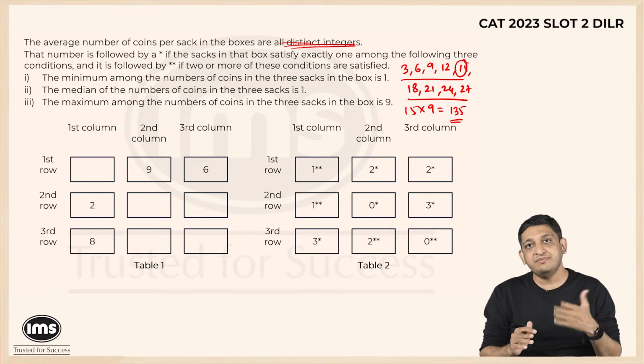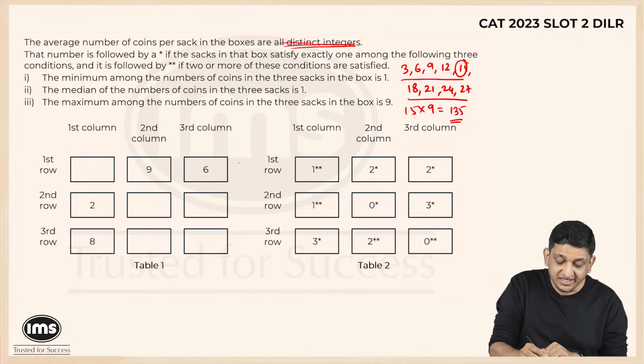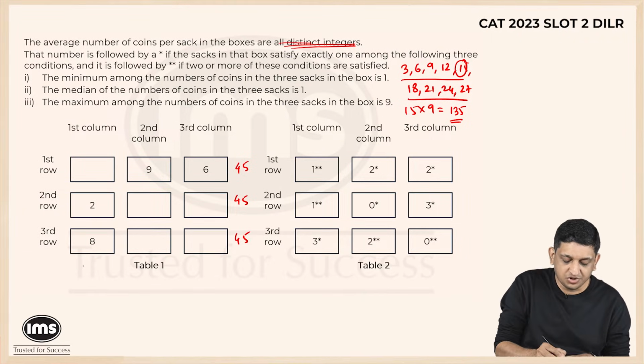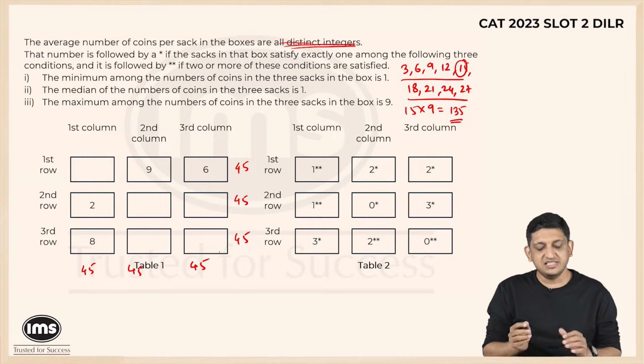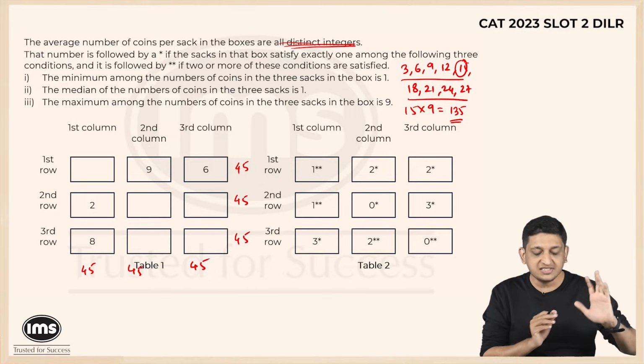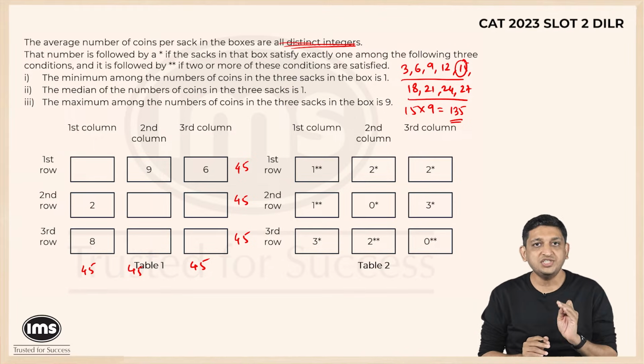Each row has the same number of coins. So 135 divided by 3, because there are 3 rows, I know that each row will have 45 coins. Each column has an equal number of coins. I know that each column will have 45 coins. So again, that is one starting point that we have. You can just keep this in mind. So as and when I'm able to figure out 2 totals, the third total will be known to us. Right? So let's start with the first clue that we have.